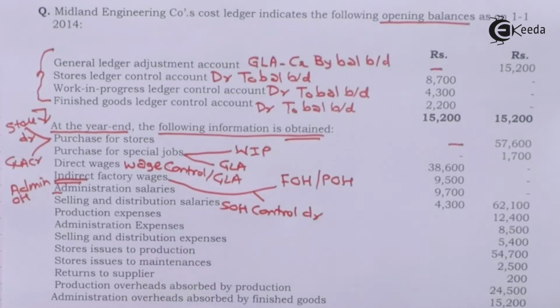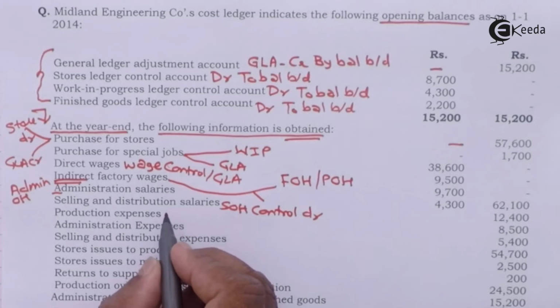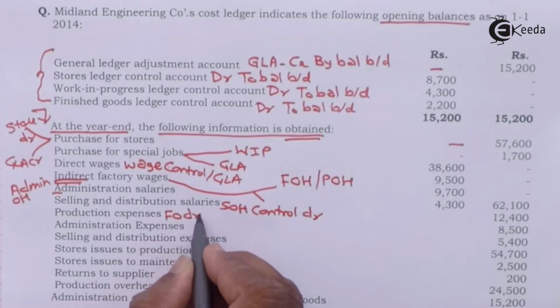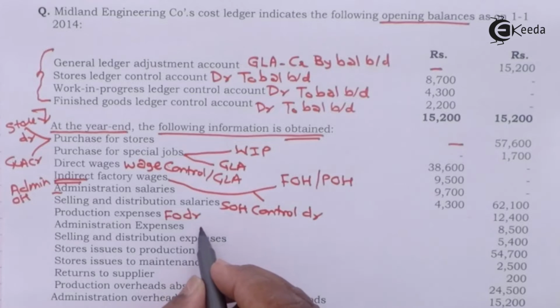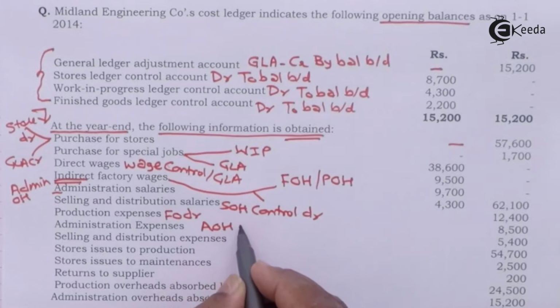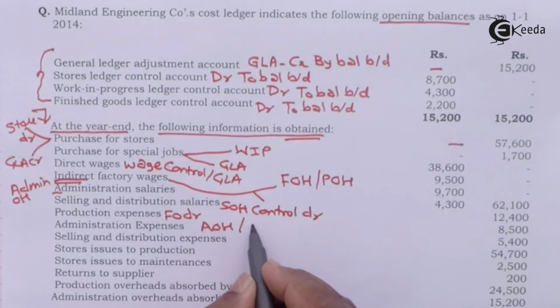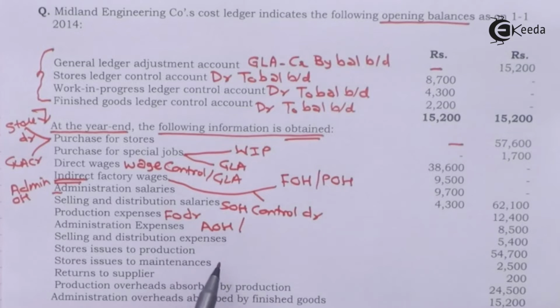Production expenses, these are factory overheads or production overheads. So factory overheads control debit, GLA credit. Administration expenses, administration overheads debit, GLA credit. Selling and distribution expenses, selling and distribution overheads control debit, GLA credit. Stores issued to production, here WIP will be debited and stores will be credited.